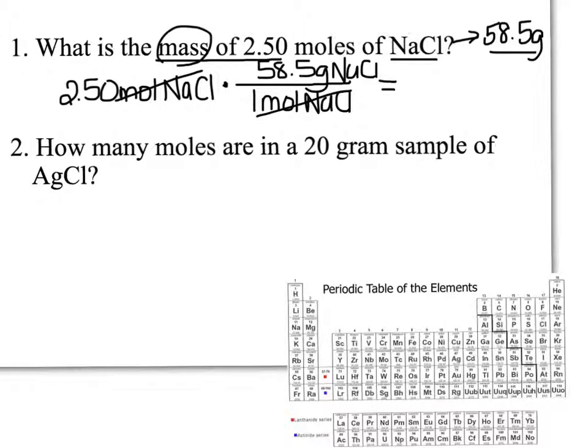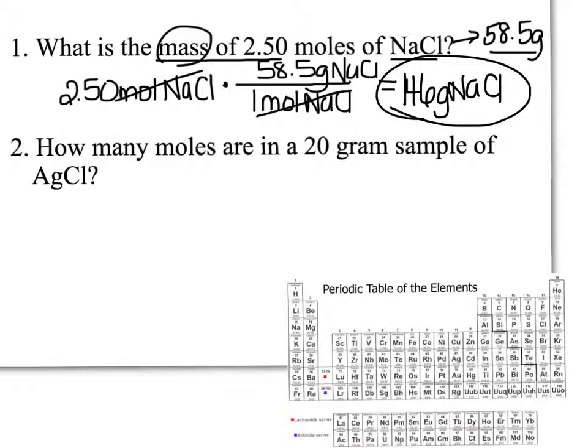Okay, and when we multiply that out, I'm going to round to 3 significant digits again, we get 146 grams of sodium chloride. So in other words, if I was to weigh out 146 grams of it, I would have 2.5 moles of it. How many formula units would I have? I would have to use my 6.02 to figure out how many. All right, here's another one.